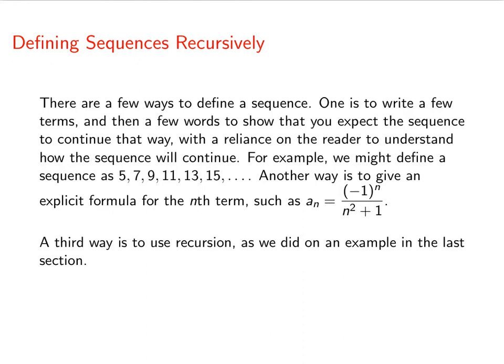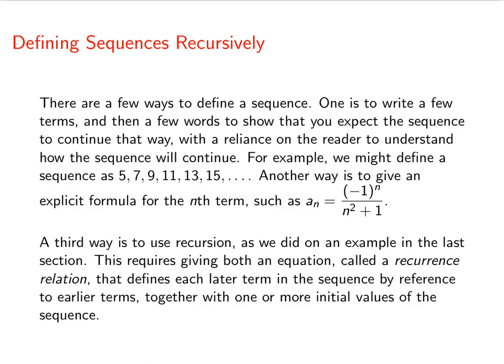Another way is to use recursion, and we did this on an example in the last section. So in order to use recursion, this requires two things. We have to give an equation, which is called a recurrence relation. It's going to define each term in the sequence by referring to earlier terms. And then the second thing we need is to define one or more initial values of the sequence.